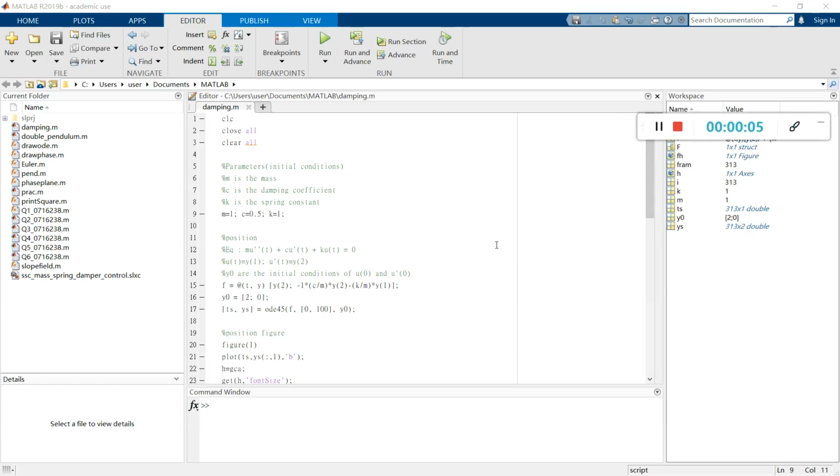Hi, I am 07162338 Chen Yuwei. Today I'm going to talk about implementing mass and spring system with damping in MATLAB.